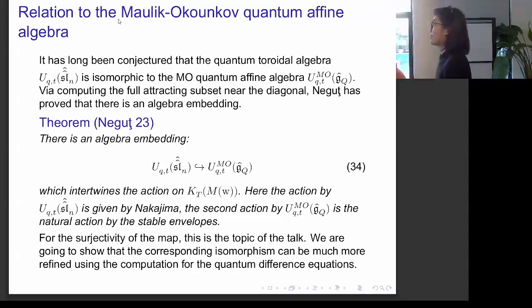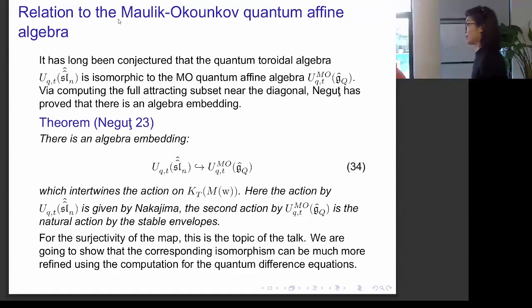And so these are some introduction for the quantum toroidal algebra and its slope factorization. So what's the relation of this quantum toroidal algebra to the Maulik-Okounkov quantum affine algebra? It has been long conjectured that the quantum toroidal algebra is isomorphic to the MO quantum affine algebra. And the first computation is given by Negut that if you compute the full attracting set near the diagonal, you can prove that actually there's an algebra embedding from the quantum toroidal algebra to the Maulik-Okounkov quantum affine algebra.